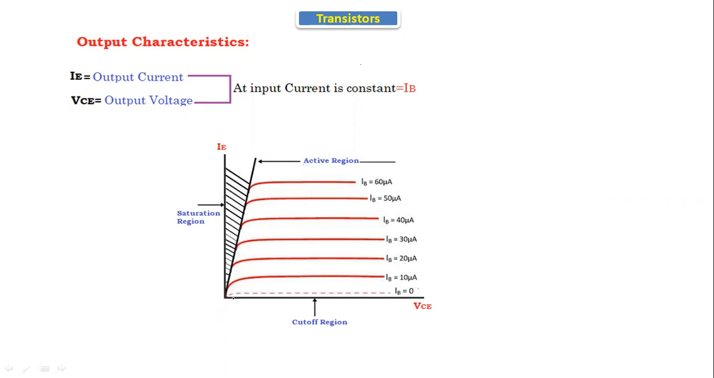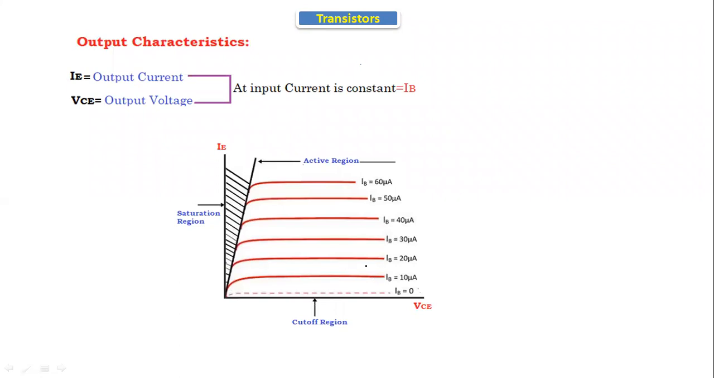If you increase the VCE up to reaching this point, IE increases slightly. After that, IE is constant at IB equal to 0. If you take IB equal to 10 microamps as the constant current, and increase the VCE, the IE increases up to this point. After that, IE is constant.